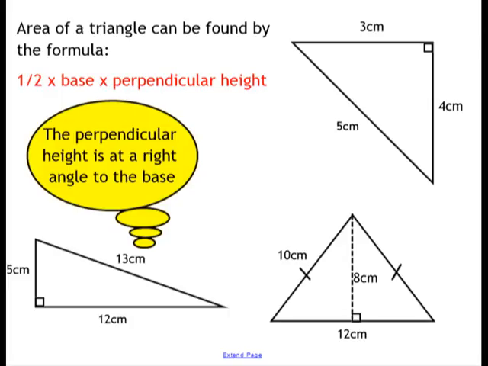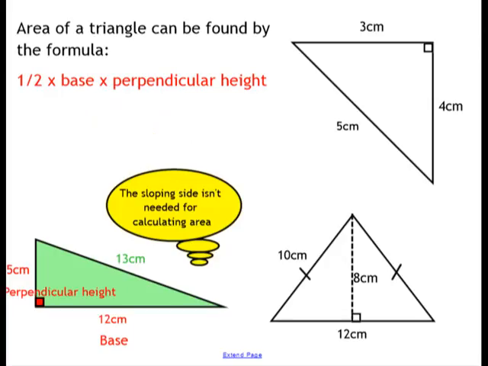The perpendicular height is at a right angle to the base. So in this triangle, if my base is at the bottom there, 12 centimetres, I will look for the right angle and find the other side attached to it is this 5 centimetres. This is my perpendicular height. Note, this sloping side of 13 centimetres isn't required to calculate the area.